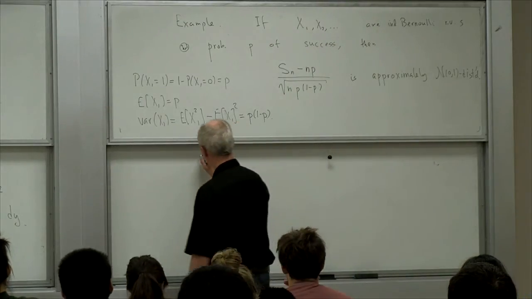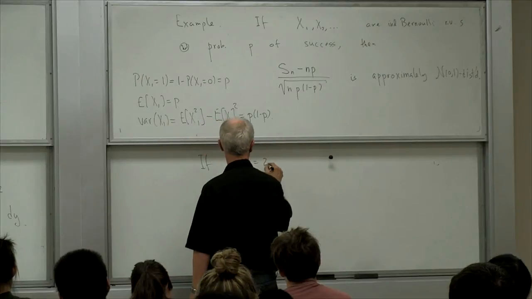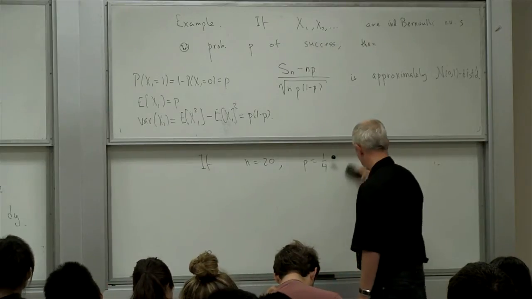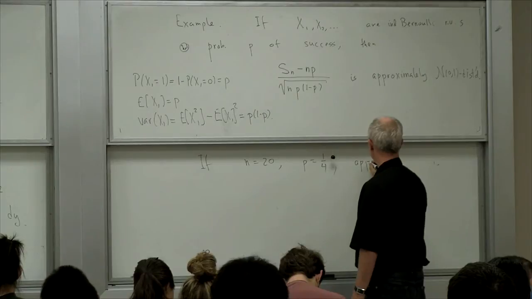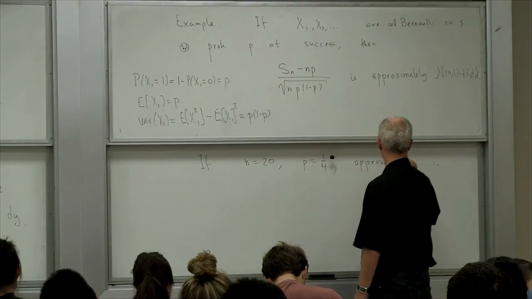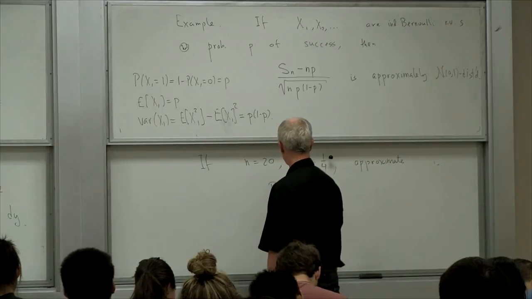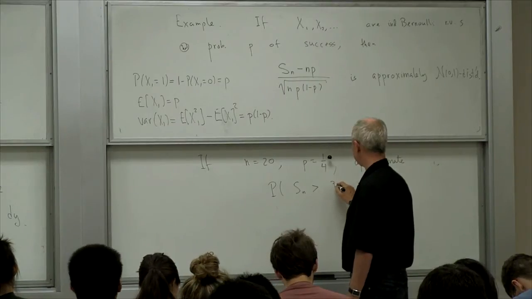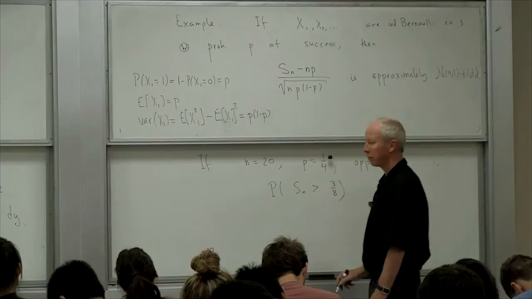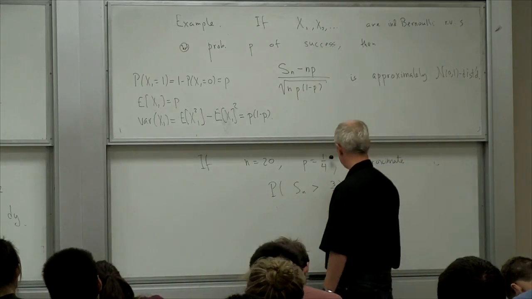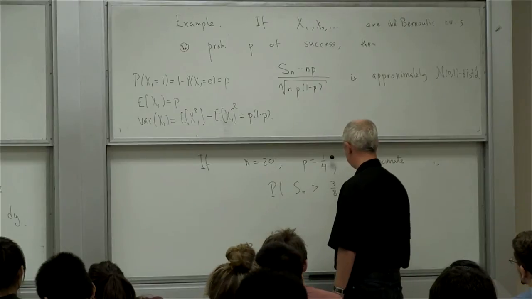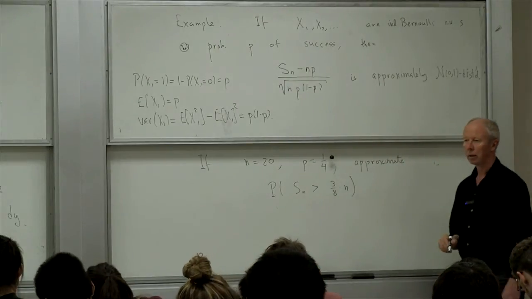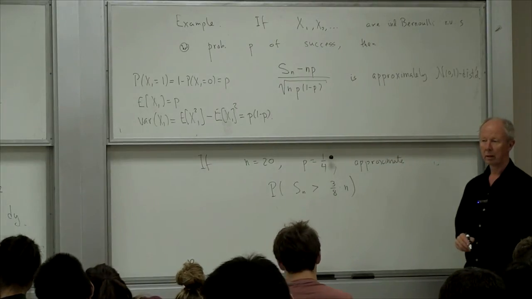So if n is 20 and p is 1/4, approximate the probability that Sn is bigger than 3/8 n, say. Let's approximate that probability.